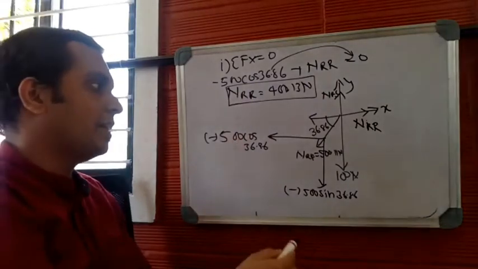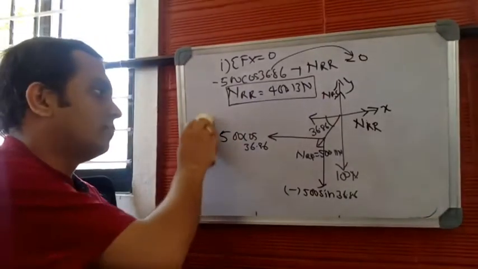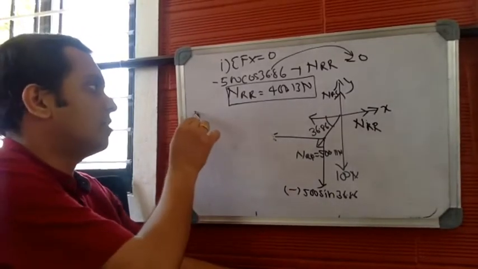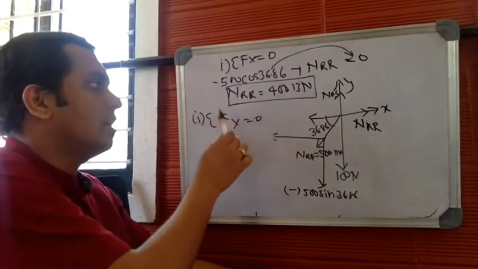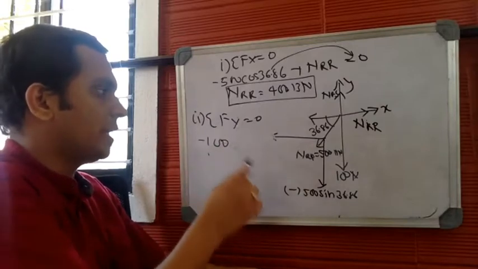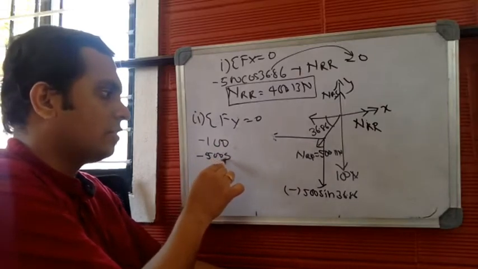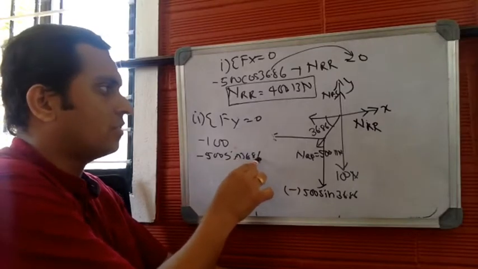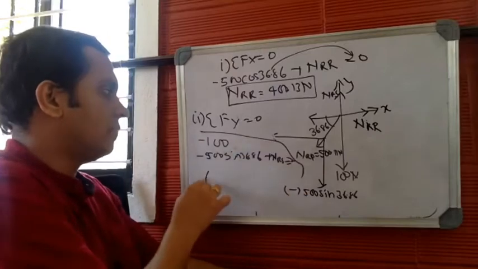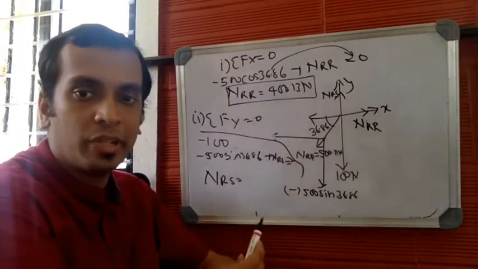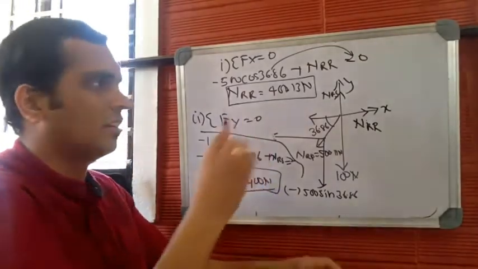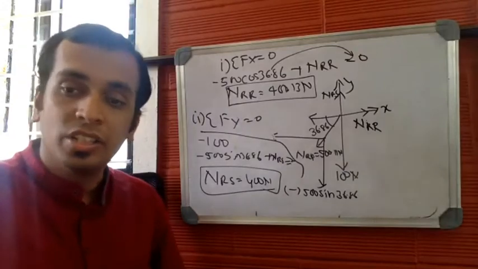Apply the second condition. Second condition is summation of Fy equal to 0. Check all the forces which move in the y direction. Minus 100 minus 500 sine 36.86 plus NRS is equal to 0. By applying this, we'll get the value of NRS. NRS will be around 400 newtons again. 400. Simple calculation. So this is how you are supposed to do.